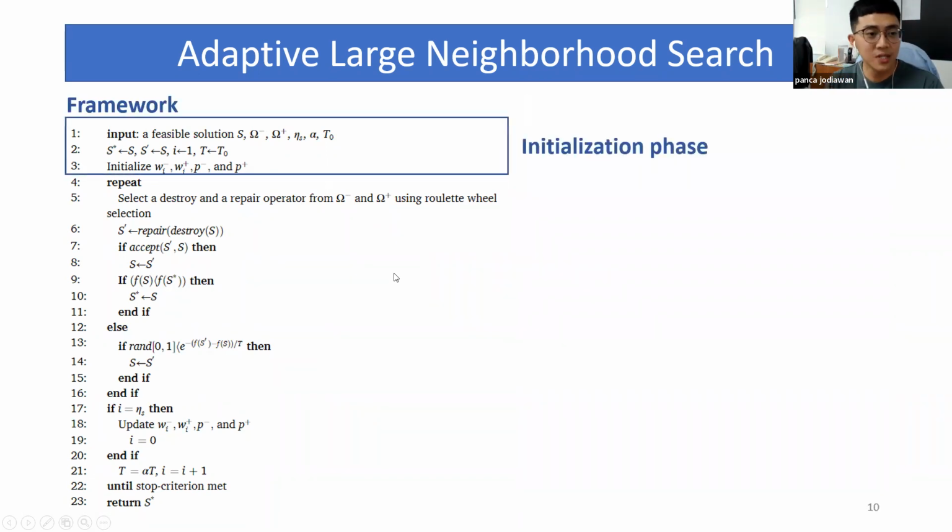Now, the framework, or the pseudocode, is also obtained from Mara et al. 2022, for your information, so you could check it out later. And the framework is basically divided into two phases. The first phase is the initialization phase. So you need to initialize several parameters, and of course, you need to start with a solution.